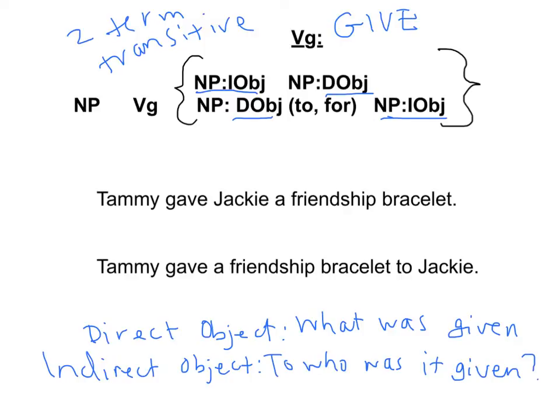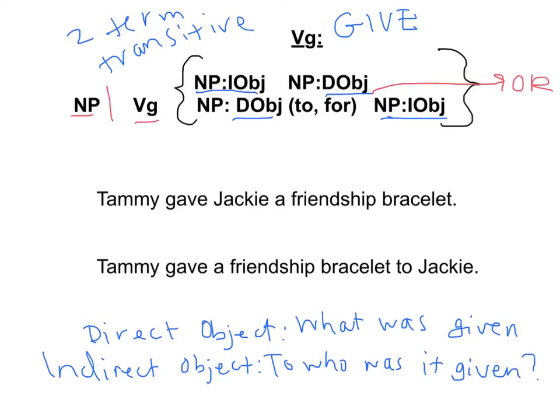We're always going to start with a noun phrase, our subject. We're going to have a verb of giving. And then we have two kinds of setups. Remember, if it's in the brackets like this, it means or. We're either going to have a noun phrase, which is our indirect object, and then our direct object. Or we're going to have our direct object, the word to or for, and then our indirect object. So let's look at an example.